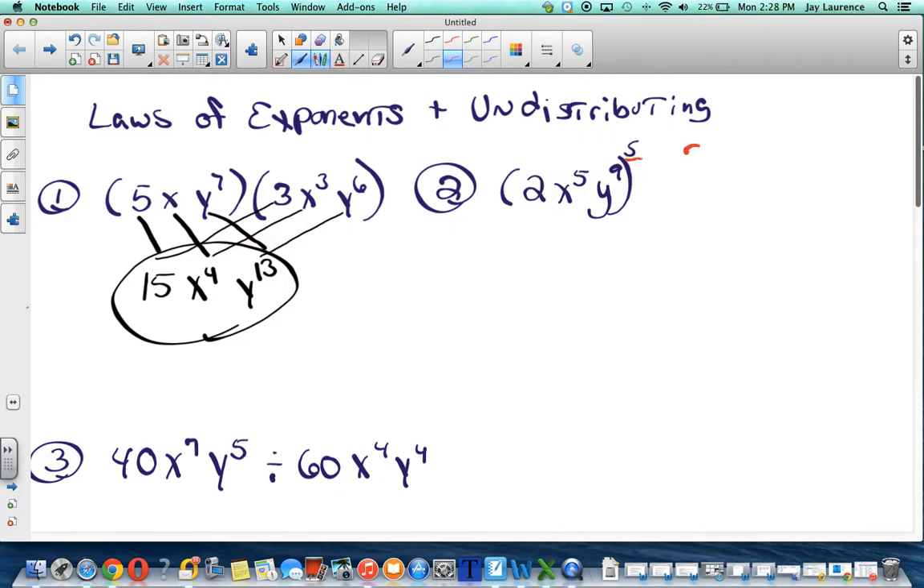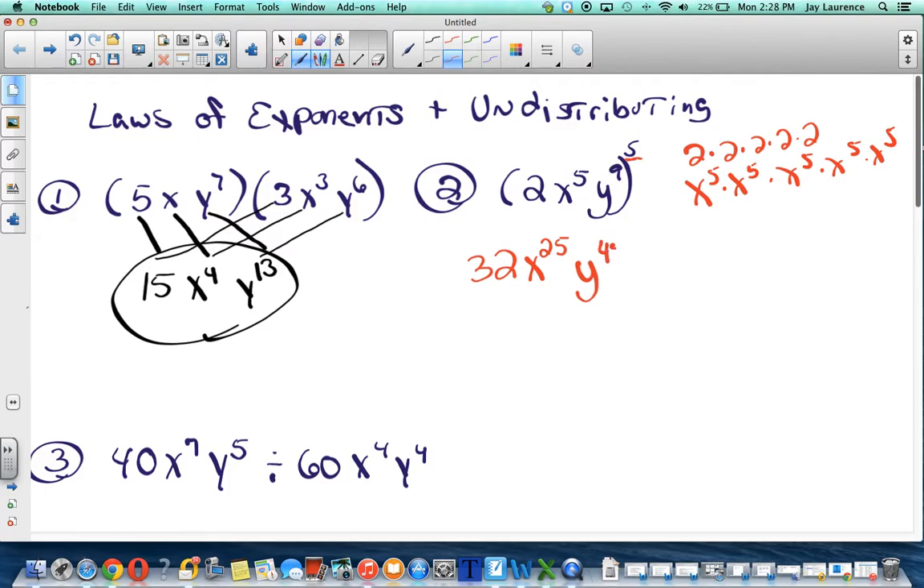So 2 to the 5th is 2 times 2 times 2 times 2 times 2, that'd be 32. Now, x to the 5th raised to the 5th is like x to the 5th times x to the 5th times x to the 5th times x to the 5th times x to the 5th, so that would be x to the 25th. Maybe you've discovered the shortcut where if it's a power raised to a power, you can simply multiply, and that'll be y to the 45th, and there you go.